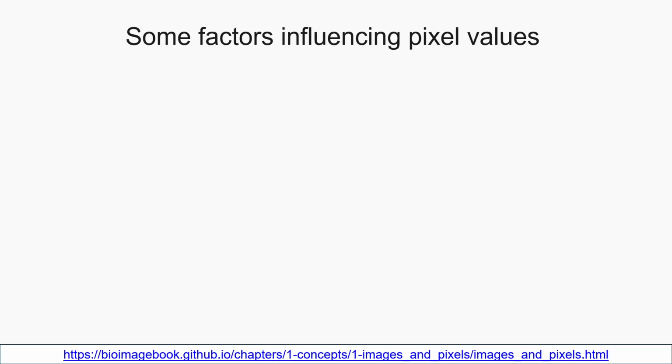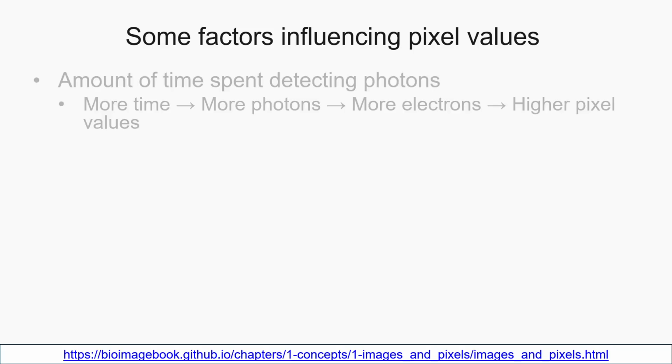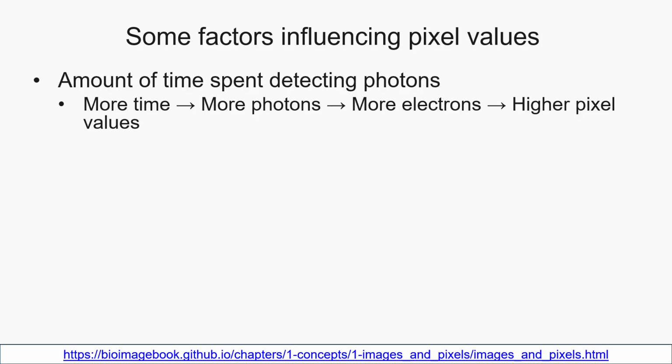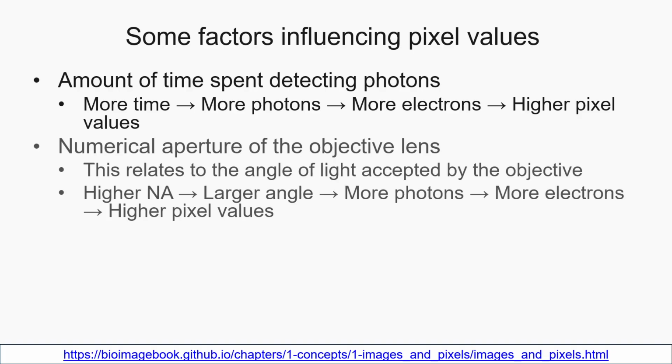Several factors influence the pixel values we measure. One factor is exposure time, or how long the detector collects photons for. Longer exposure times capture more photons, resulting in higher pixel values. Another factor is the numerical aperture. Here, the numerical aperture, or NA, of the objective lens, if it has a higher NA, collects light over a larger angle, allowing more photons to reach the detector.